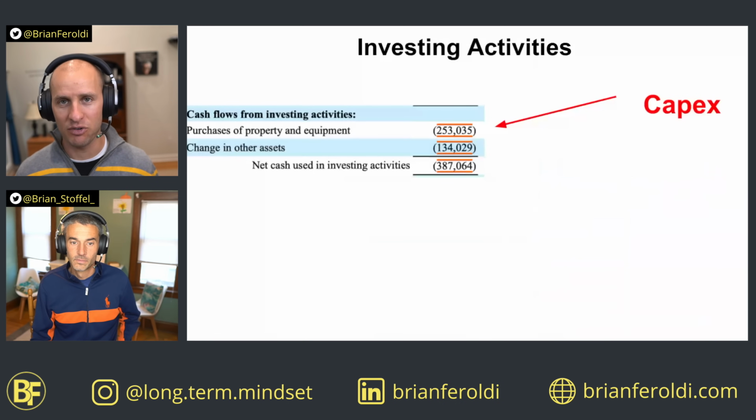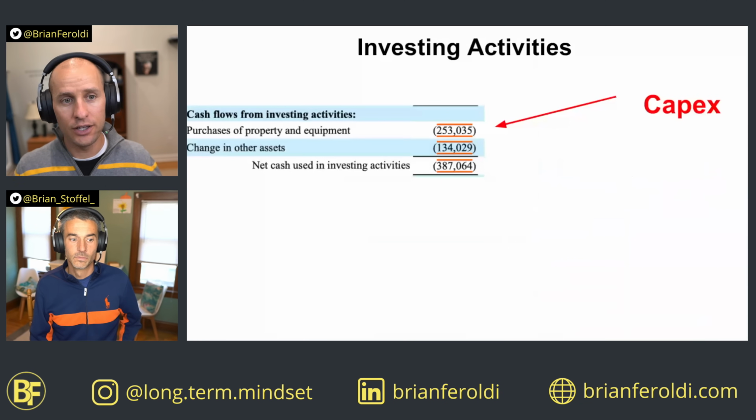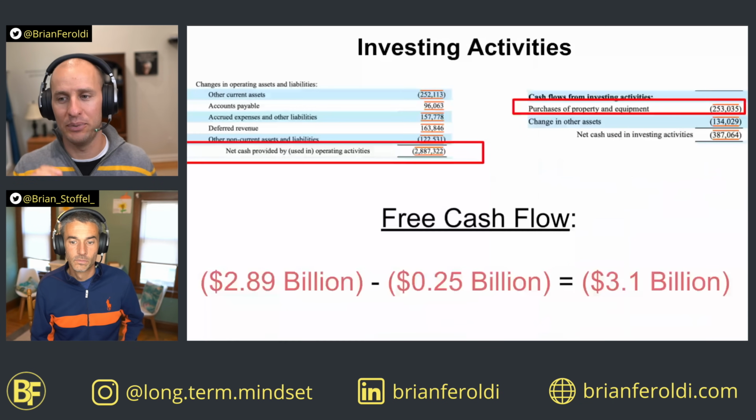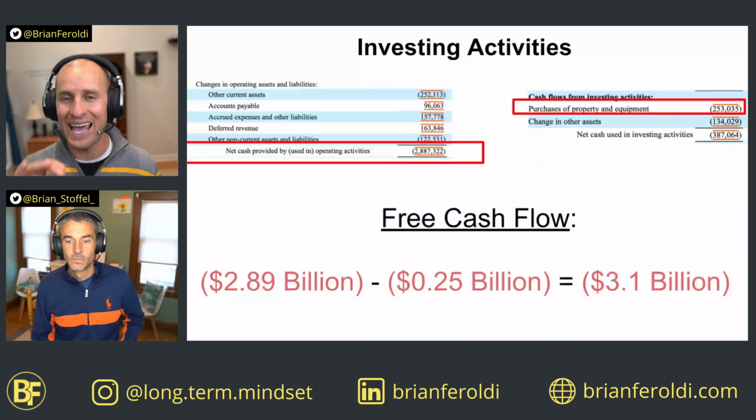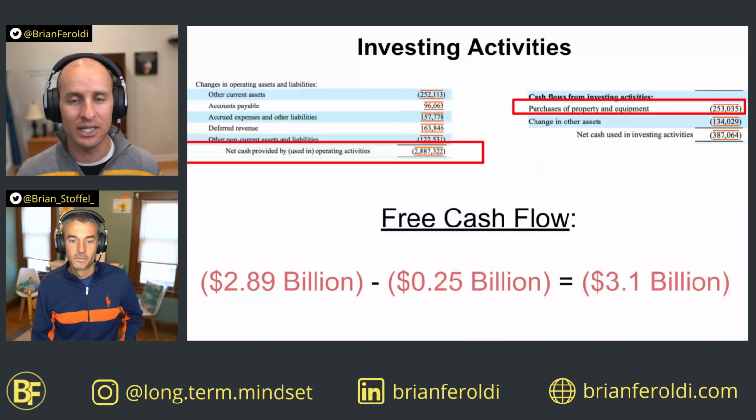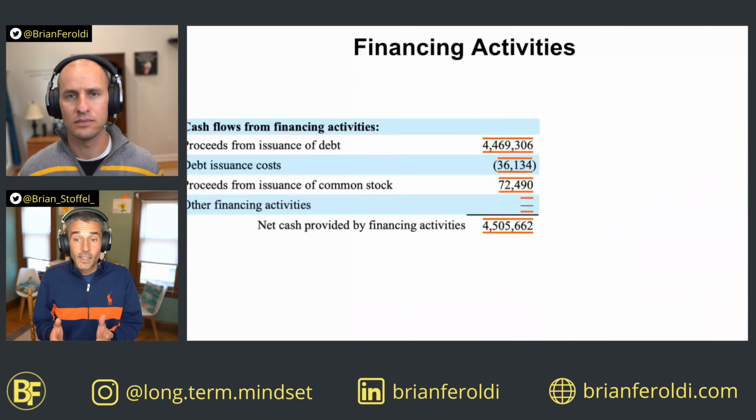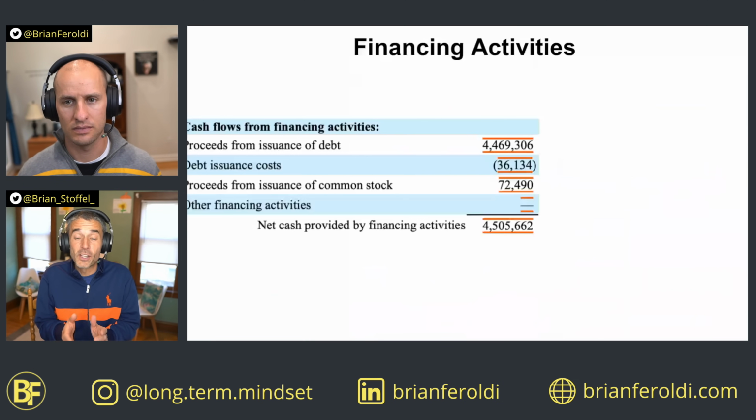Now we have enough information to figure out a company's free cash flow. So the net cash used in operating activities was negative $2.9 billion, and the amount of money that it spent on capital expenditures, which is property, plant, and equipment, was $253 million. You add those two numbers together, and in that case, we get free cash flow of negative $3.1 billion during the period.